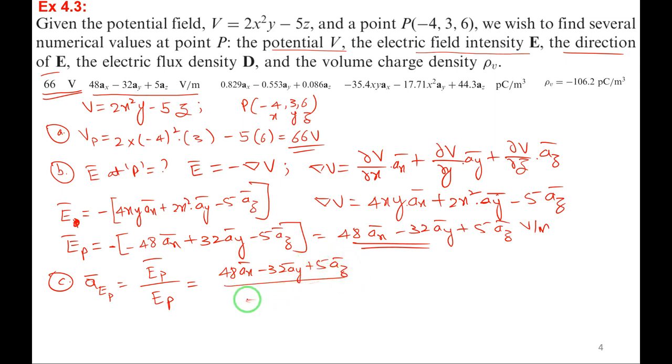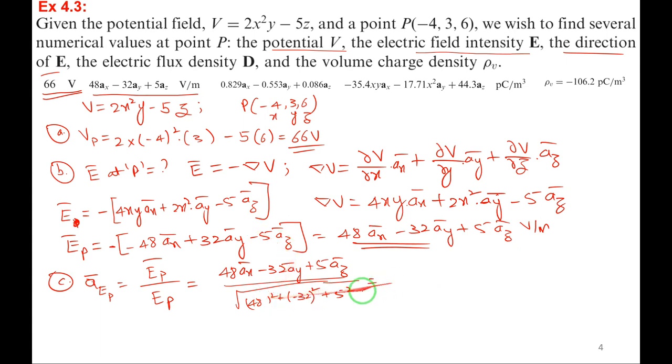divided by the root of 48 square plus minus 32 whole square plus 5 square, root of this, right? So we'll divide and simplify and write it. First the denominator I will be calculating. So root of 48 square plus 32 square plus 5 square, that is 5 5 is 25.